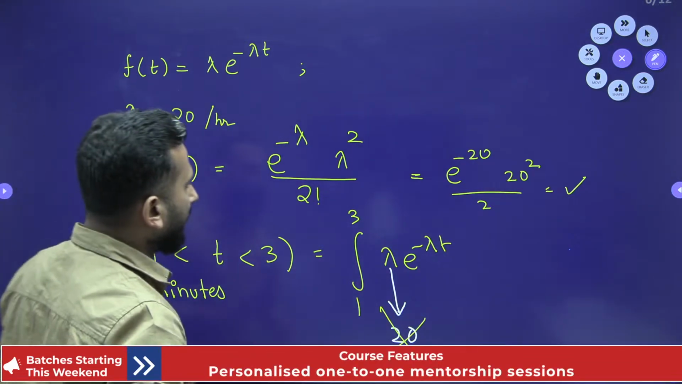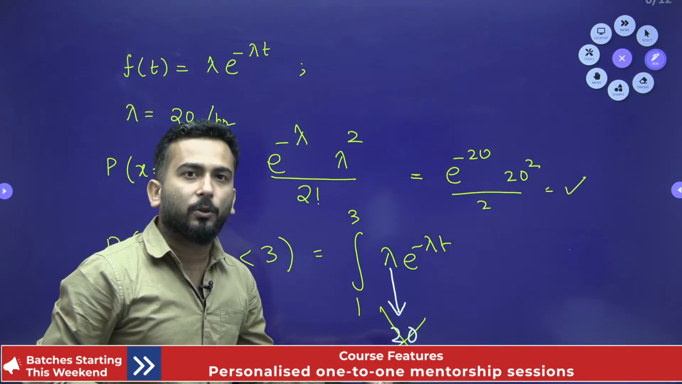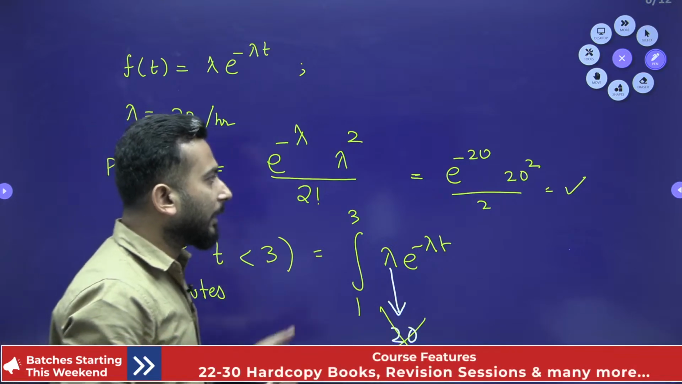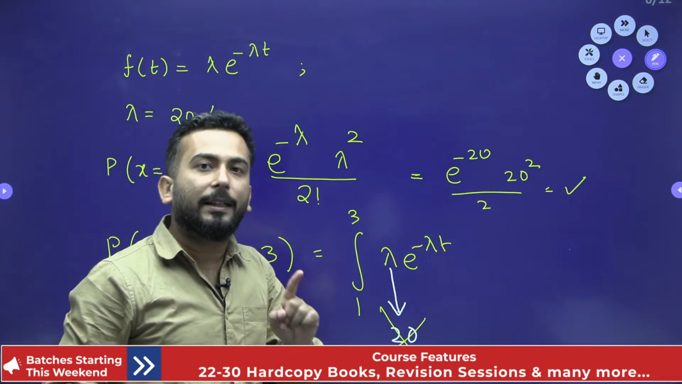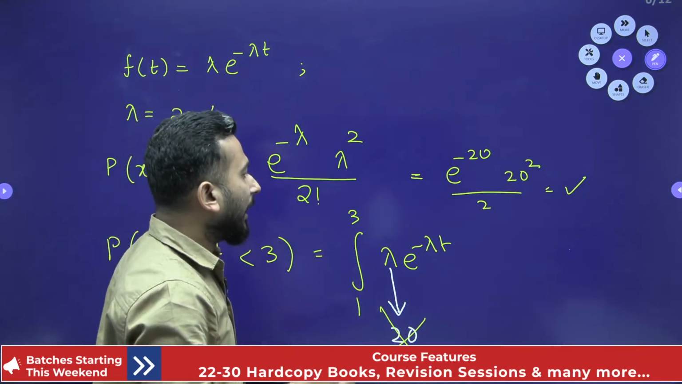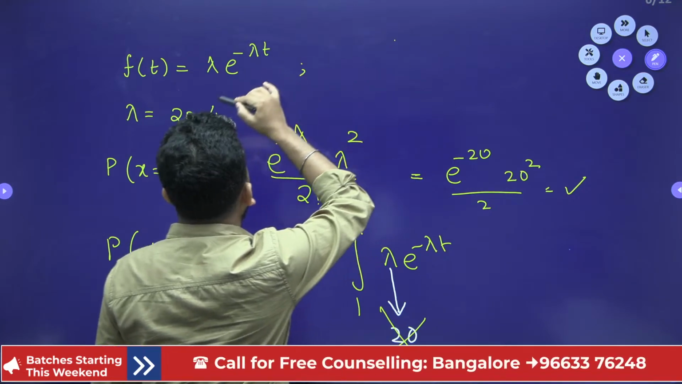How is it possible, my dear friends? You are dealing in minutes and you are putting things in hours. How is it possible? That is why you have to substitute lambda in terms of minutes. And how will you convert? You will convert in this way: lambda equal to 20 per hour.